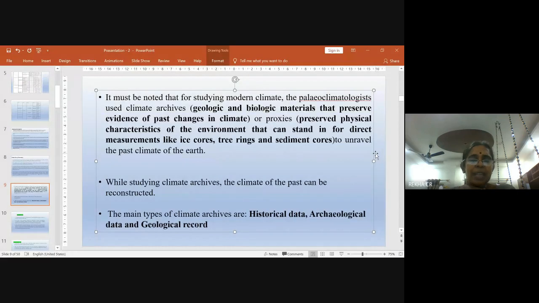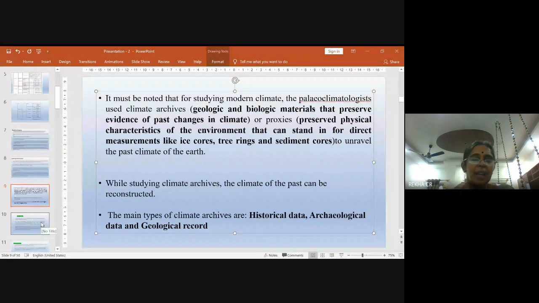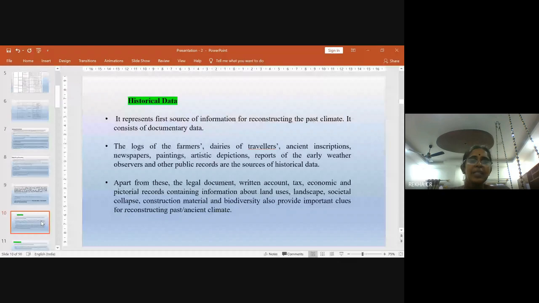So the main types of climate archives are, there are three important data which unravel the past climate: historical data, archaeological data, and geological record. So these are the three main types of climate archives. Let us study the historical data.